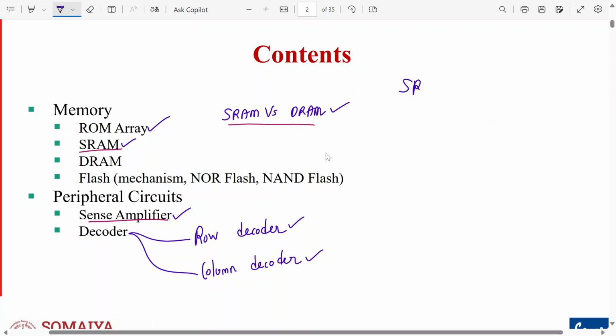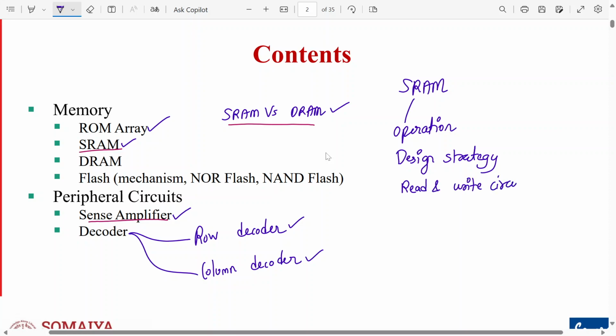Okay. So in SRAM, we are going to see its operation, then its design strategy, and its read and write circuit. So these three things we are going to cover in SRAM.